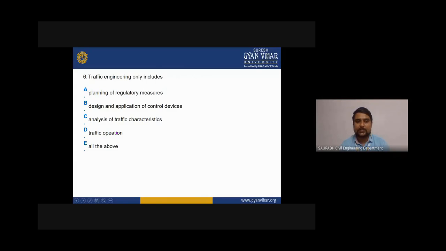Come to the next question. The next question is about what traffic engineering includes. This is a very general question which all civil engineering students should know about. What is the meaning of traffic engineering?